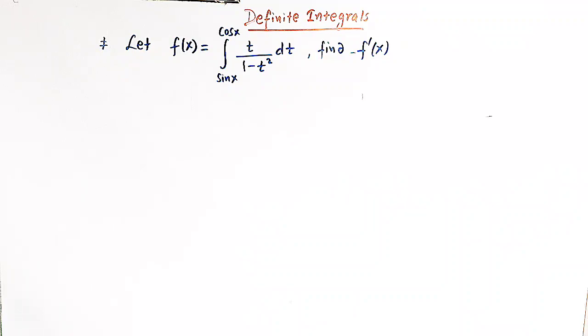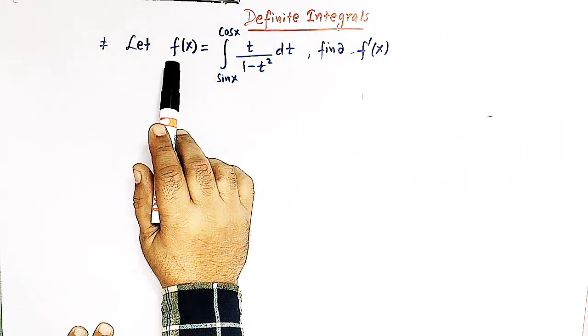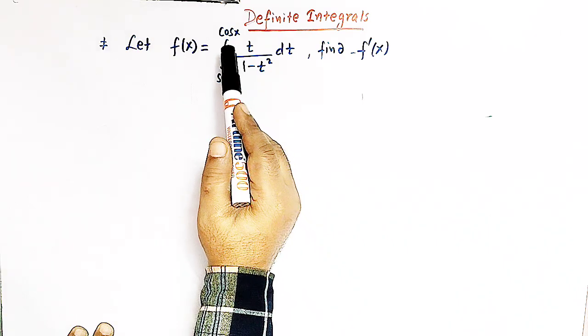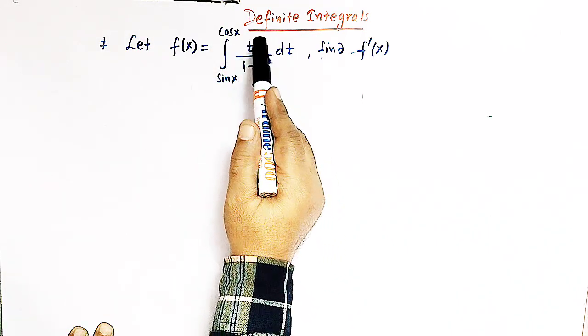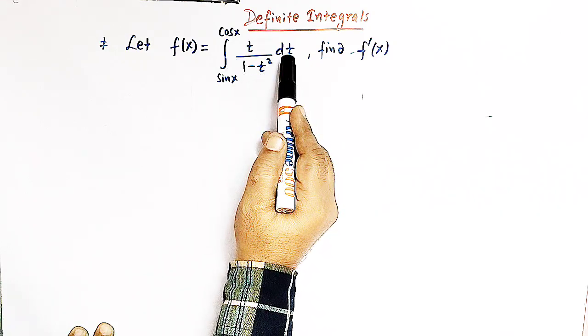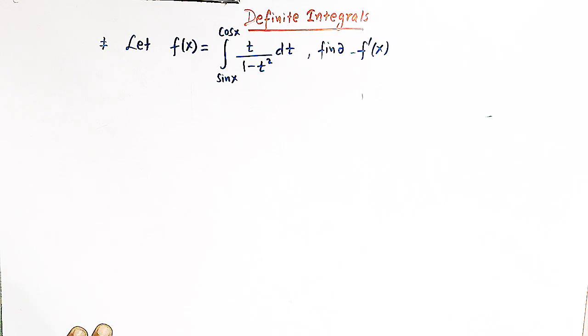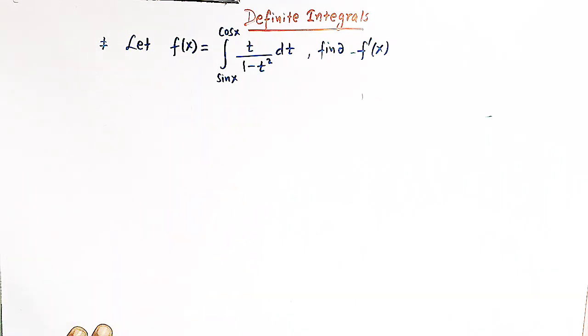Hello viewers, in today's session we are going to discuss another important problem related to Leibniz integral rule. Here we are given a function f of x, which is equal to the integral from sine x to cosine x of t divided by 1 minus t square dt, and we have to find the derivative of this function, that is f prime of x, right?